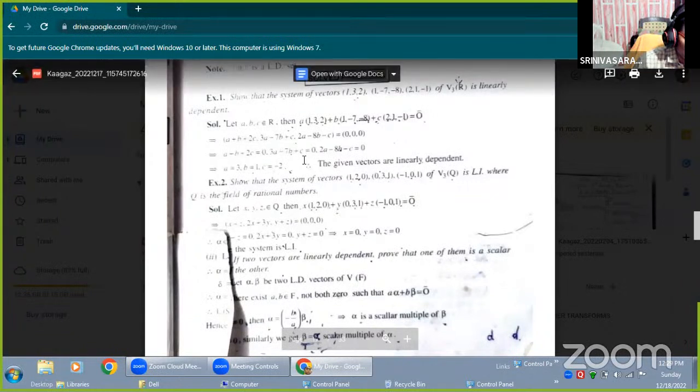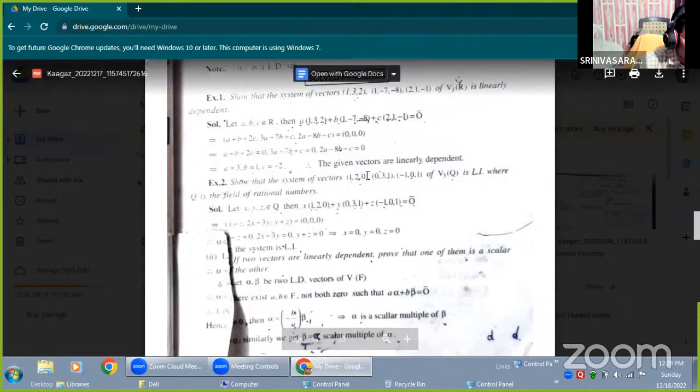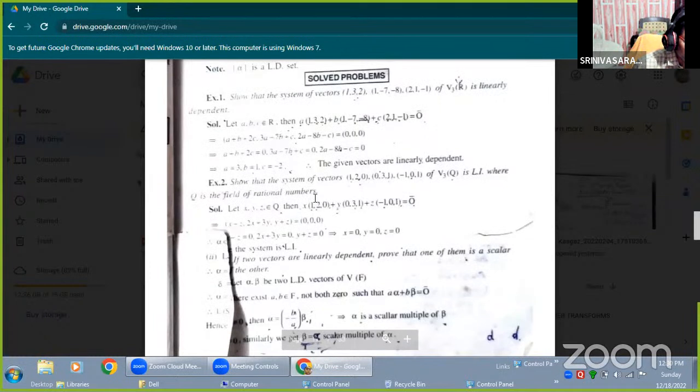These three equations must be solved here. A equal to 3, B equal to 1, C equal to minus 2. The given vectors are linearly independent. Okay, that's it. Second one, show that the system of vectors, there are three.